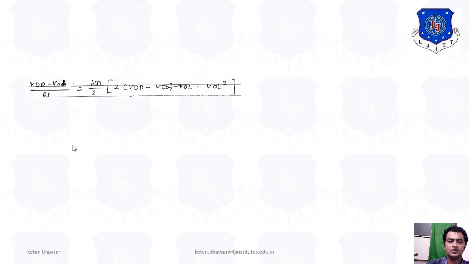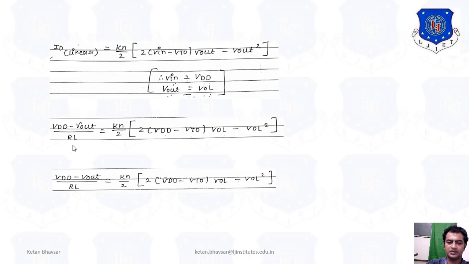So as you can see we have this term. VDD minus VOL divided by RL is equal to Kn by 2, times 2 into VDD minus VTO into VOL minus VOL square. Similarly, Vout is equal to VOL we have put here, because right now we are interested in calculating VOL. So the 2 will be cancelled out. So Kn into VDD minus VTO into VOL minus Kn by 2 into VOL square. So we simply multiply it: VDD divided by RL minus VOL divided by RL is equal to Kn into VDD minus VTO into VOL minus Kn by 2 into VOL square.